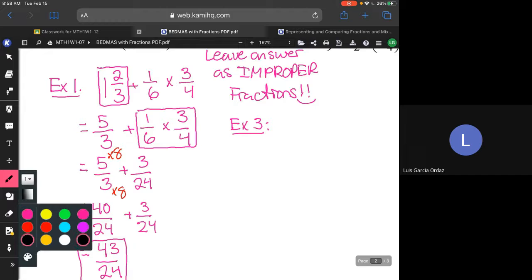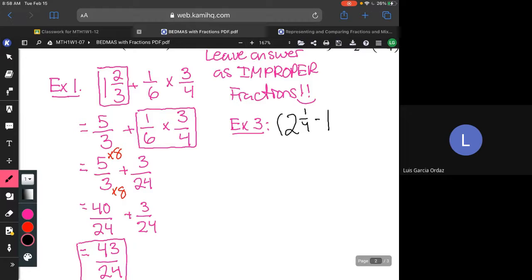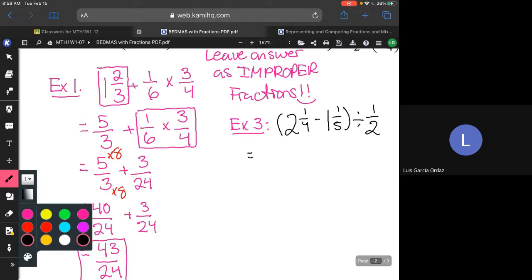Example 3 says 2 1/4 minus 1 1/5 divided by 1 over 2. Again, who can tell me what step 1 is? Basil. Can someone tell me what 2 1/4 changes to? Aaron: 9 over 4. And someone else tell me what 1 1/5 changes to? Daniel: 6 over 5.